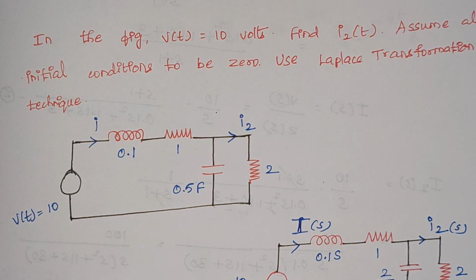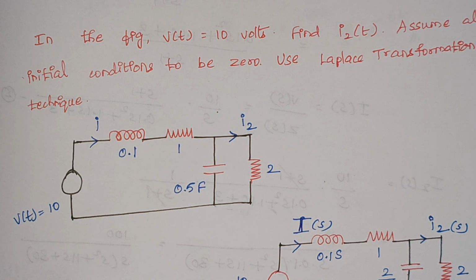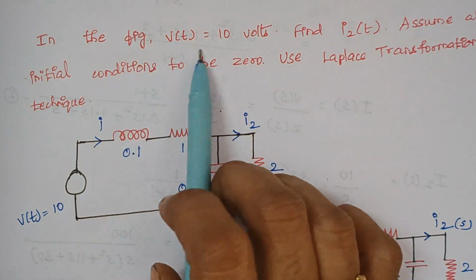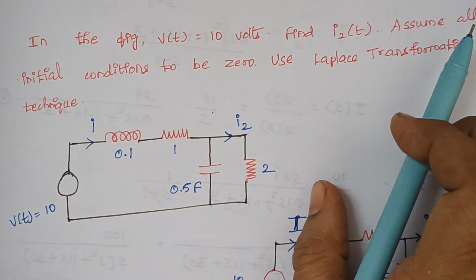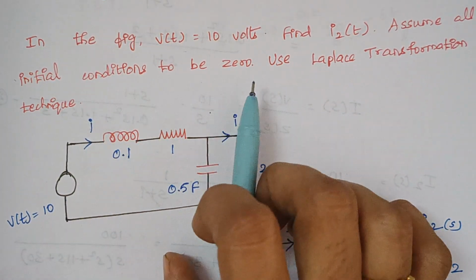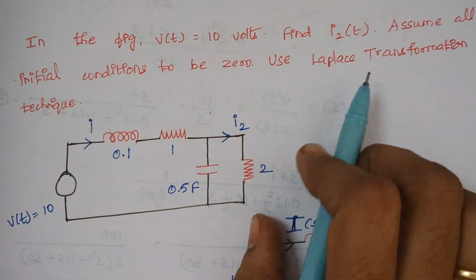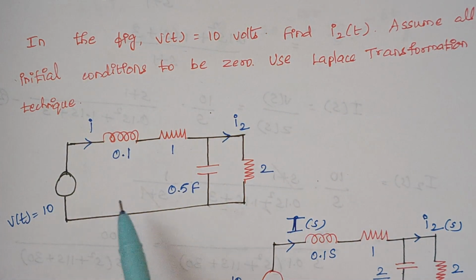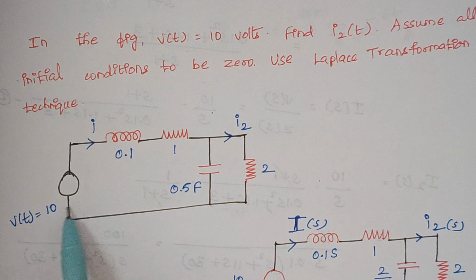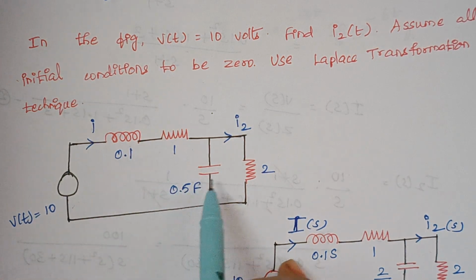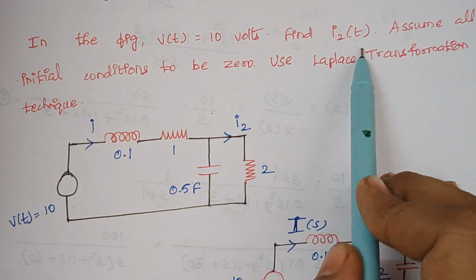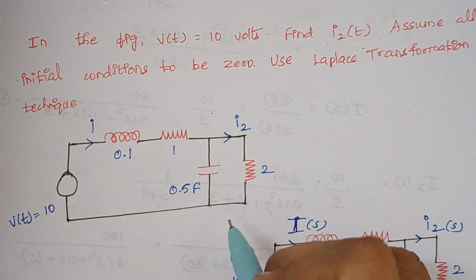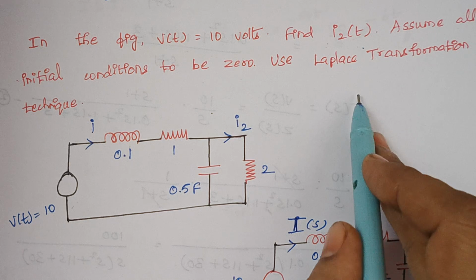Today we are going to solve problems related with transients. The problem is, in the figure V of t is equal to 10 volt, find I2 of t. Assume all the initial conditions to be 0, use Laplace transformation technique. So here the value of V of t is given and the value of the elements are given. Here we are expected to find the value of I2 of t. Right. So here we have to use Laplace transformation.